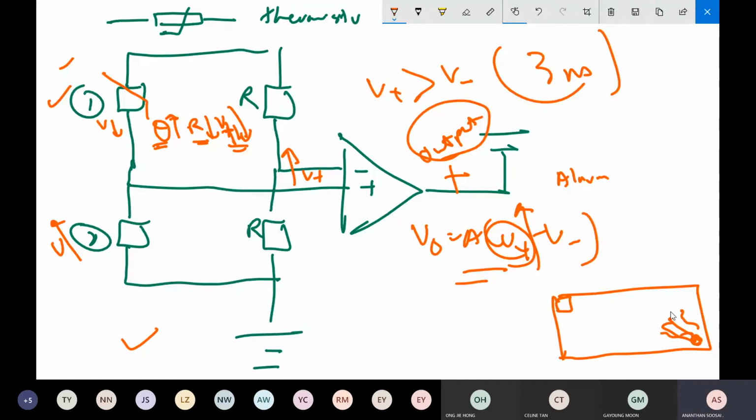Let's say the fire happens in the daytime. Daytime is already bright. Sorry, not the daytime. In the night. The fire happens in the night. By the time the heat from the small fire reaches the sensor, because a thermistor only works when there is a temperature change, but temperature to reach the corner of this building takes time.